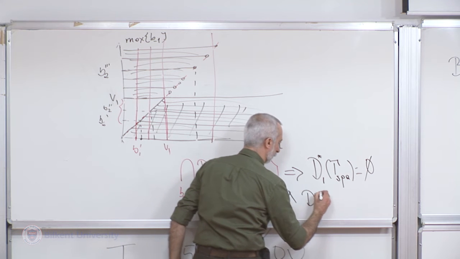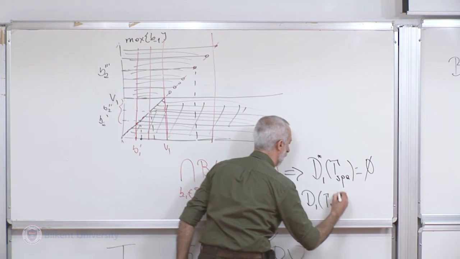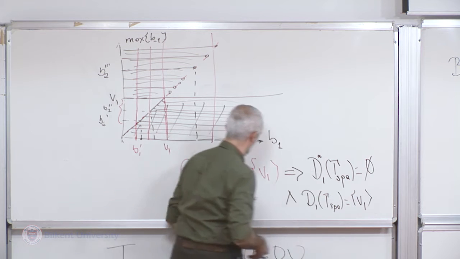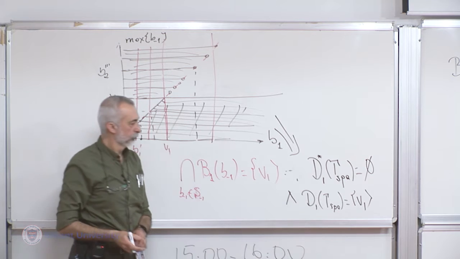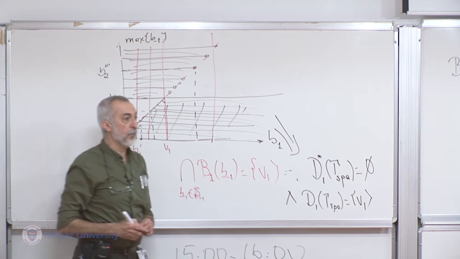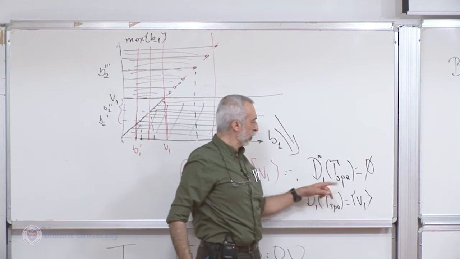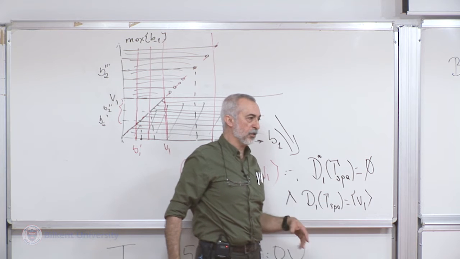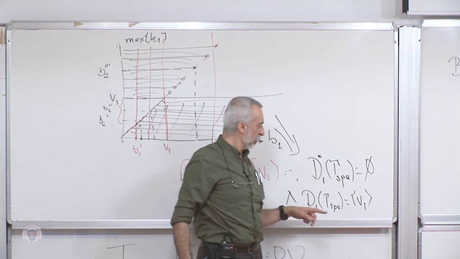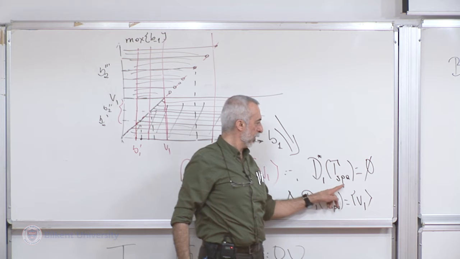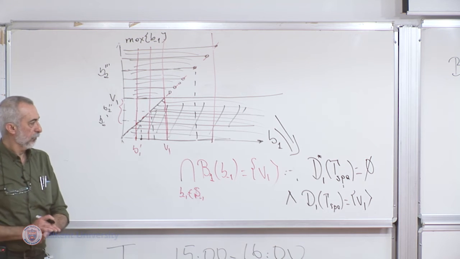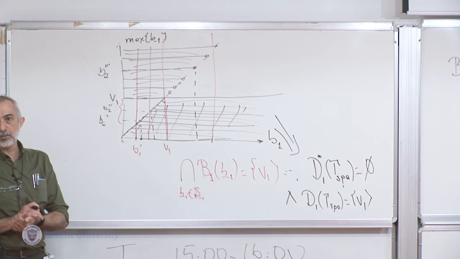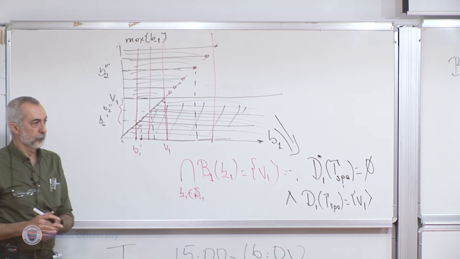D1 of gamma SPA is equal to V1. By the way, this does not imply this. This picture implies this. Okay? That's the symbol that I will use from now on whenever I'm talking about the second price seal bid auction game, the game which is the second price auction. So shorthand. Okay? Any questions? Sure.